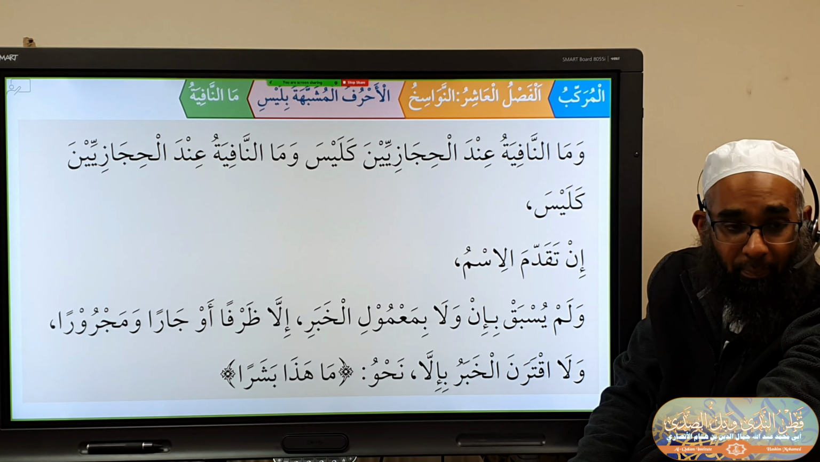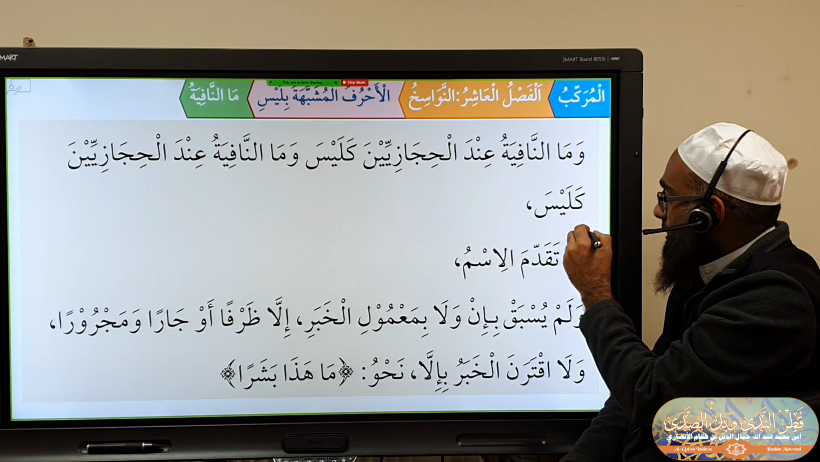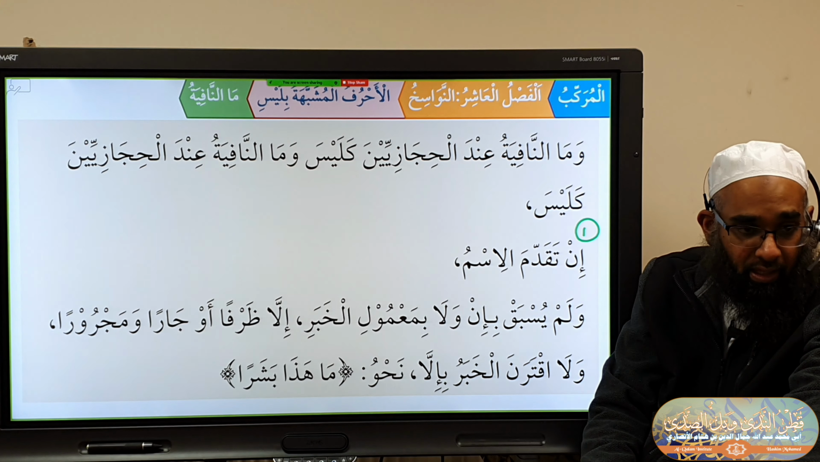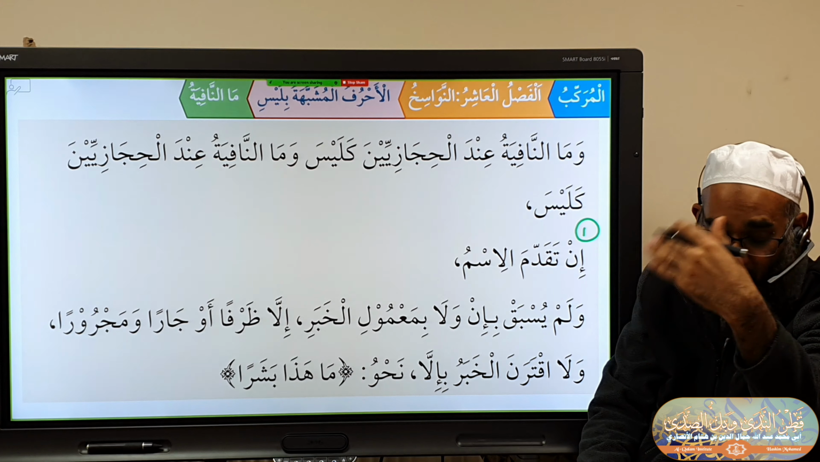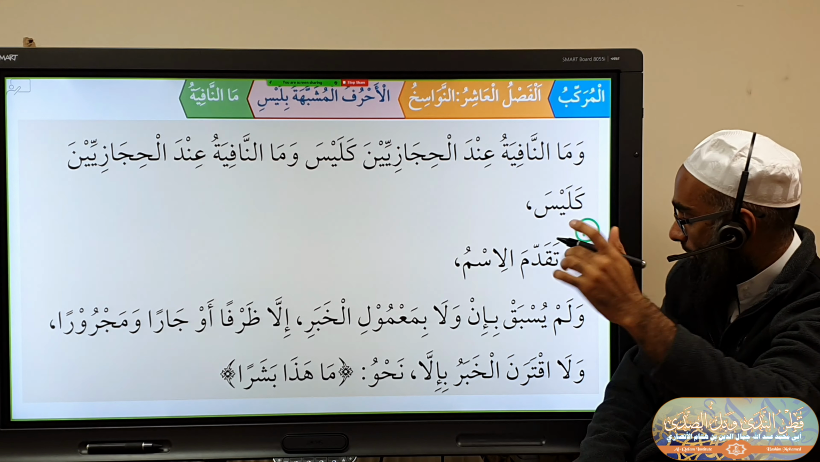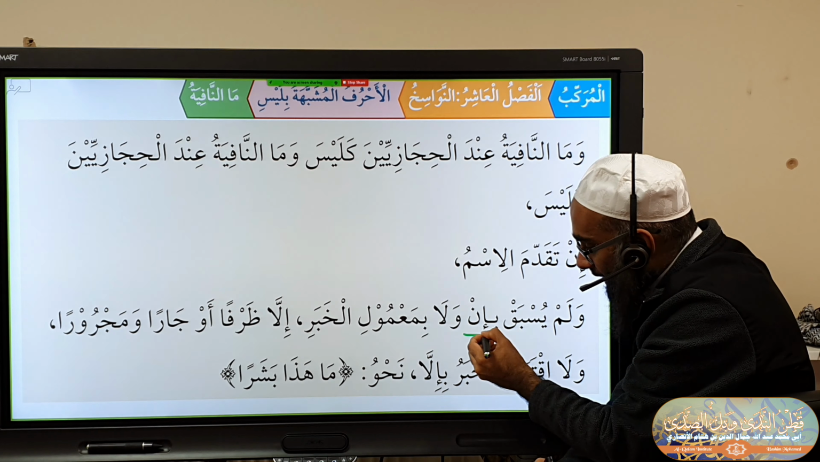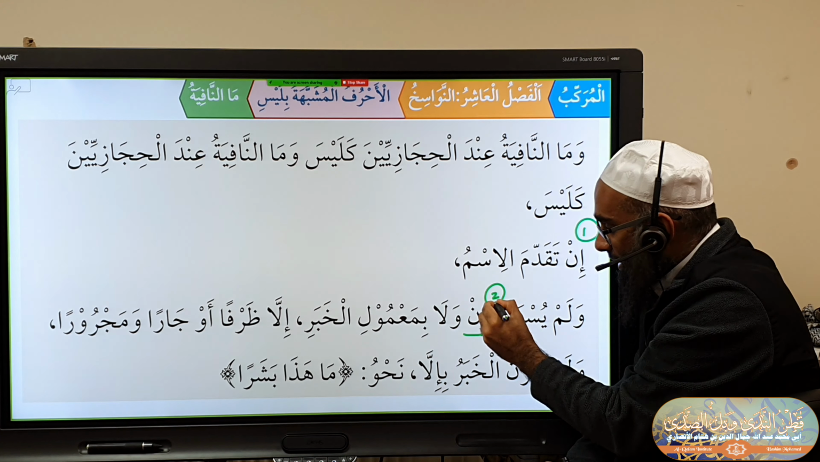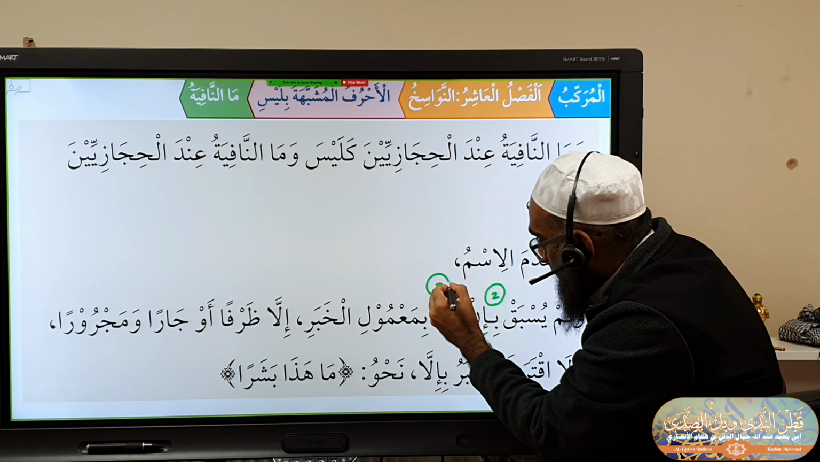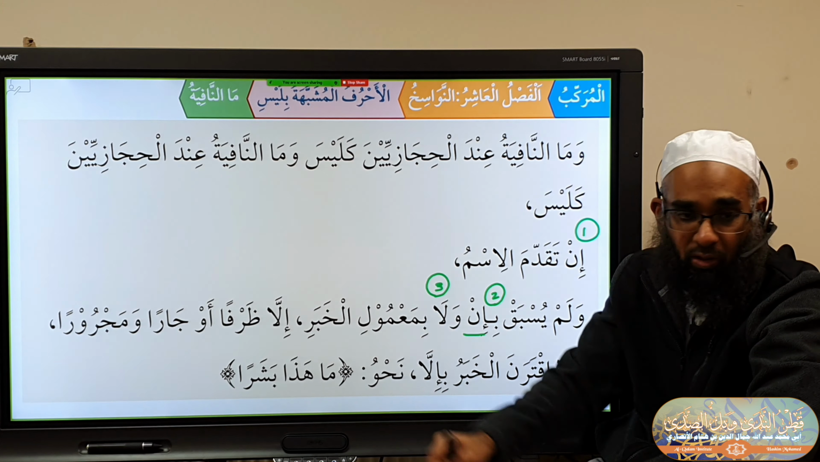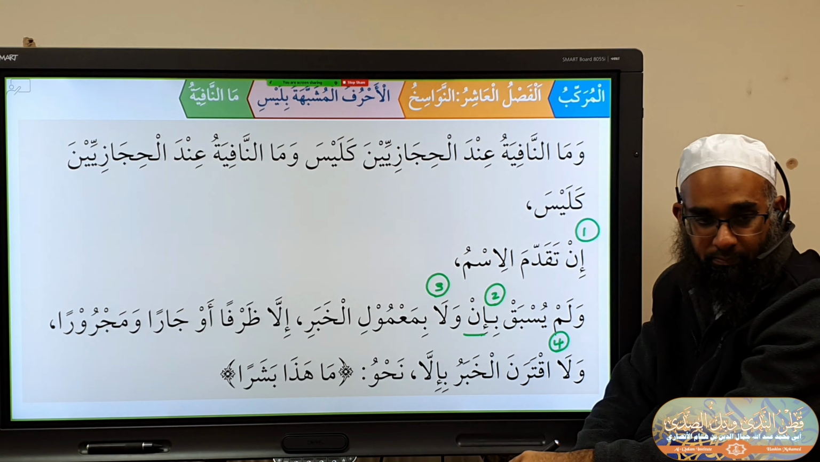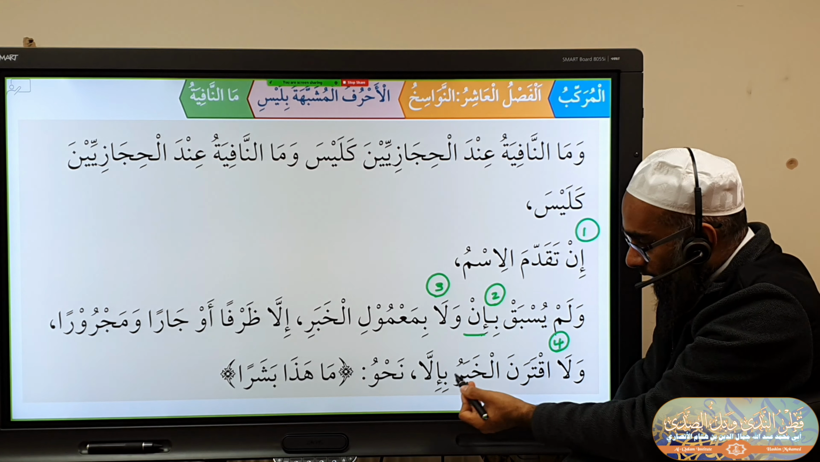Correct? But there are how many conditions? Four conditions. Condition number one, in taqaddama al-ismu. Translation? If the ism comes first, if the khabar comes first, it can't do amal. For example, ma musi'un man a'taba will not do amal. And if there's no in za'ida, condition number two, there can't be an in za'ida before the ism. Number three, before the ism, you can't have the ma'mun of the khabar. And number four, the khabar should not have what? Iqtarana khabar bi illa. It should not have illa.